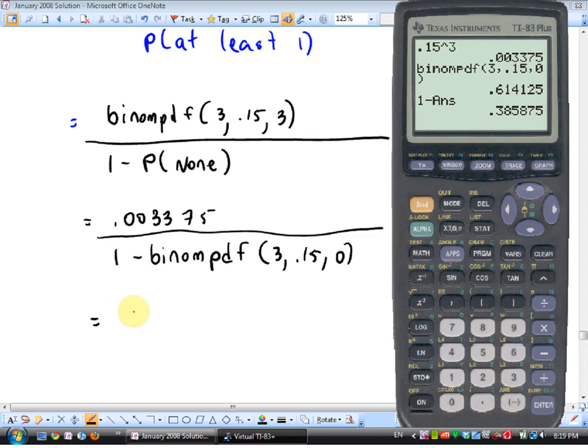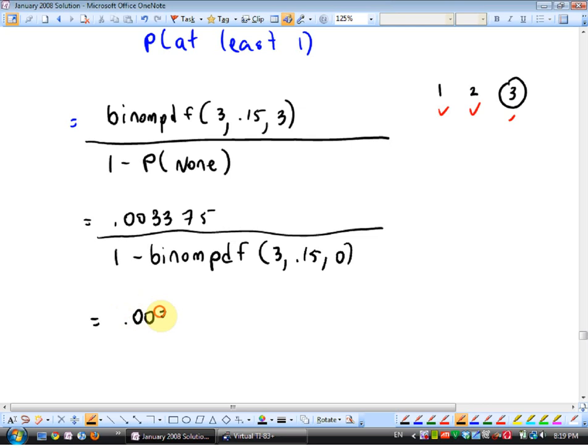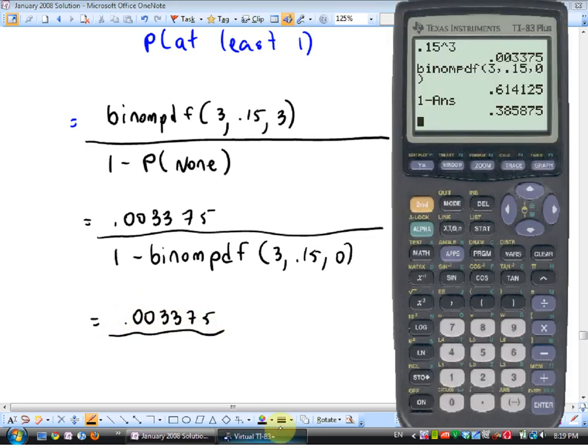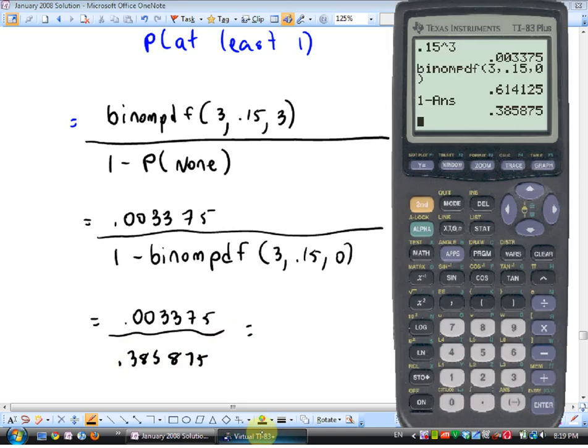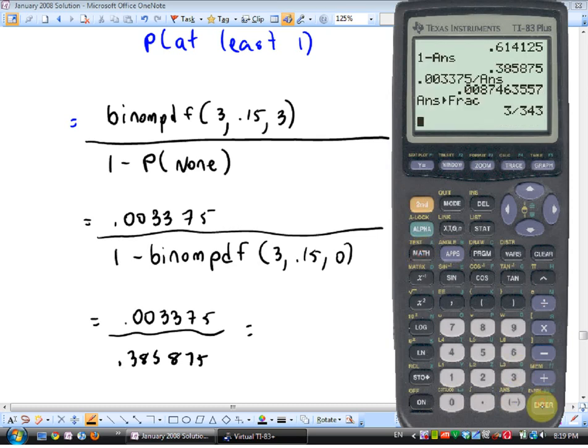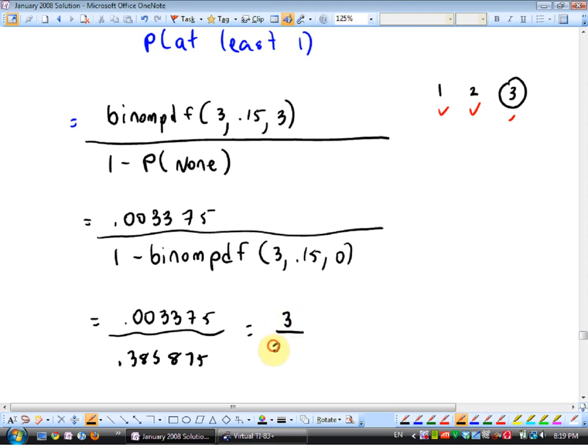This is going to be 0.003375 divided by 0.385875. And I'm not going to round off. It's easy enough to carry that. 0.003375 divided by that answer there. And I get that. As a fraction, 3 out of 343. That's a nicer answer. 3 out of 343.